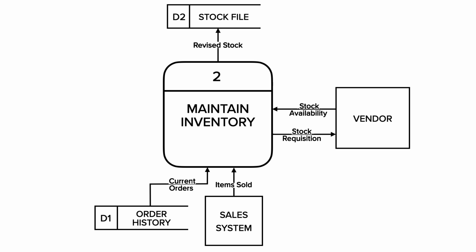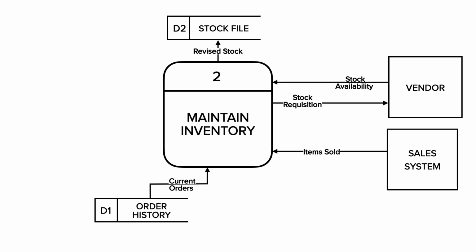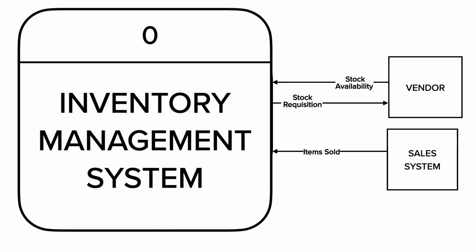Maintain inventory is a process. I'm going to number this to be distinct with the number 2. Could be the number 3. Could be the number 99. What matters is that it has a distinct number, because there are other processes that are a part of this. Now, I haven't created those yet, but I want to show that what we're doing so far is part of a larger inventory management system.